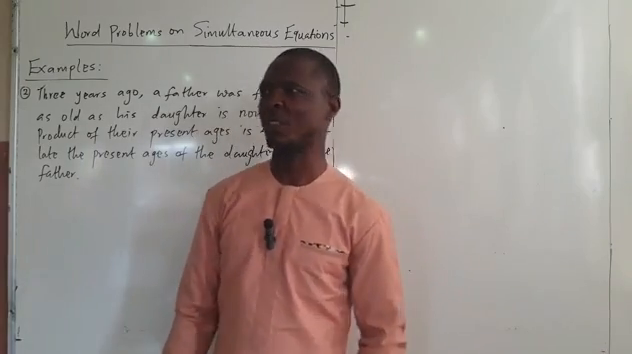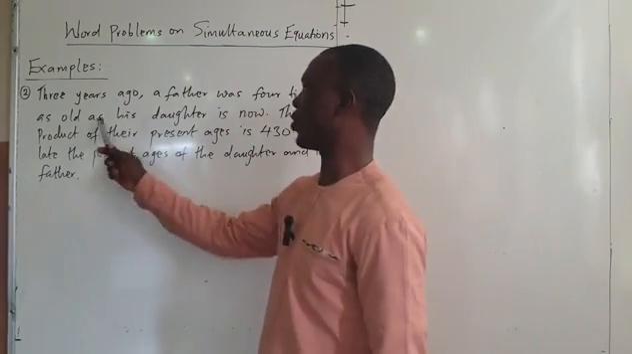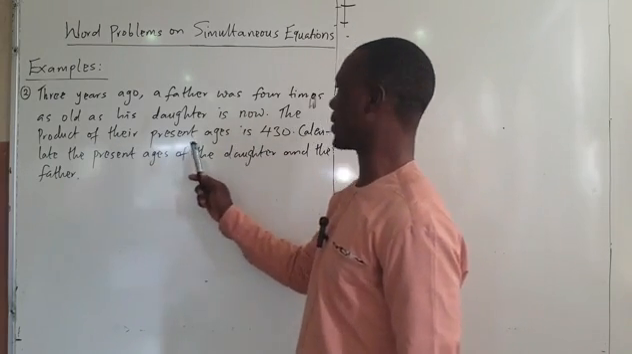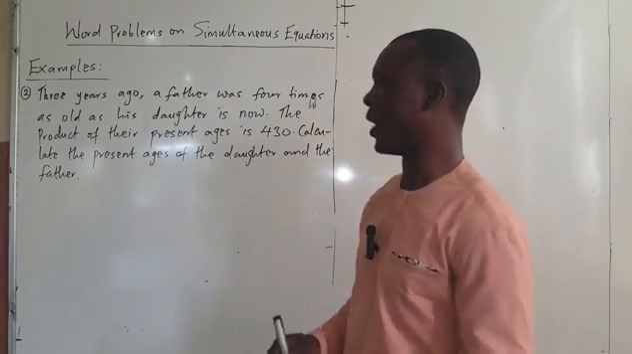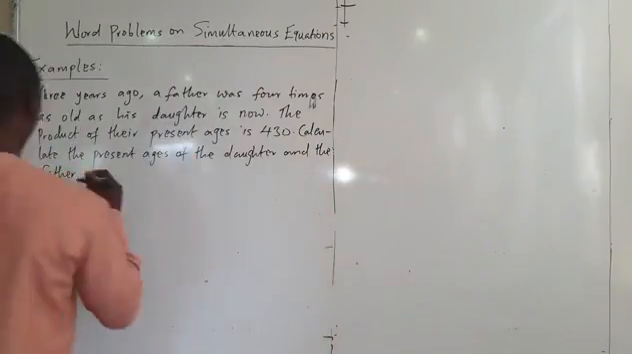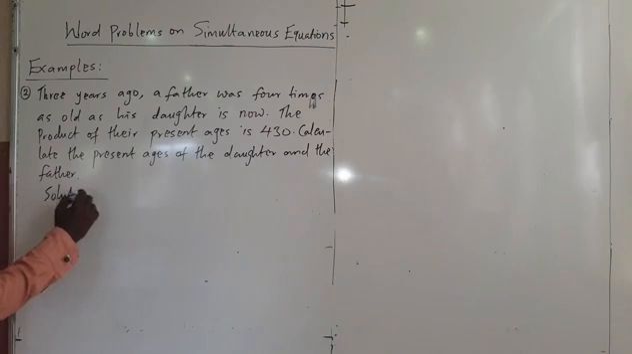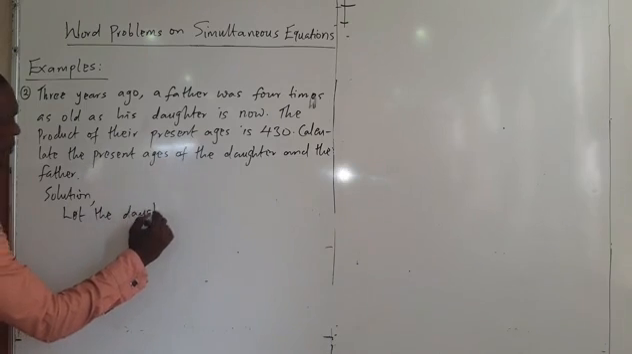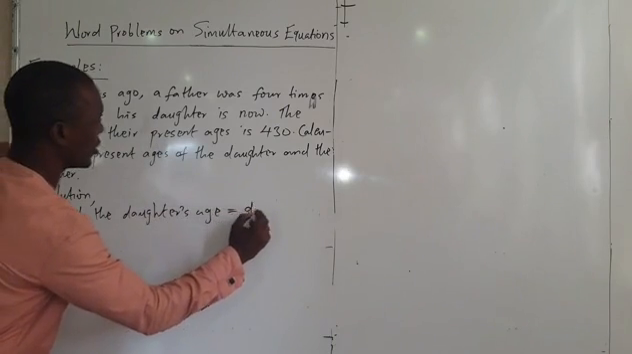So question number 2 says, 3 years ago, a father was 4 times as old as his daughter is now. The product of their present ages is 430. Calculate the present ages of the daughter and the father. So to do this, the first thing to do is represent the father's age and the daughter's age by certain letters. So let the daughter's age equal D.